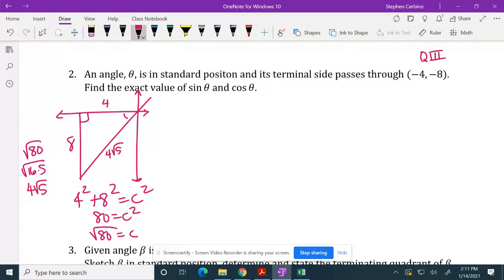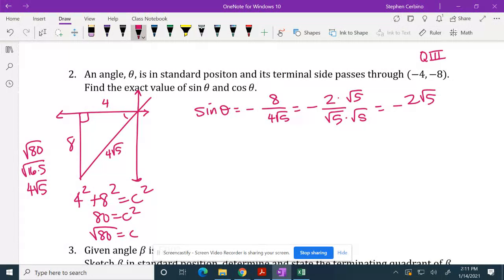So when I want to find the sine of theta, I know it's in quadrant 3, so I know it's negative. It's the opposite side over the hypotenuse side. Let's simplify, in the directions it does say to simplify all fractions. So if we simplify 8 and 4, it becomes 2. And if we rationalize, we get -2 square roots of 5 over 5. That's my sine value.